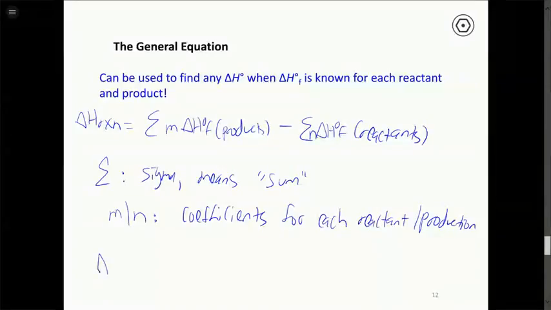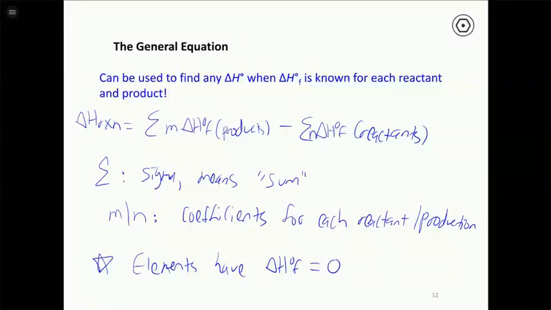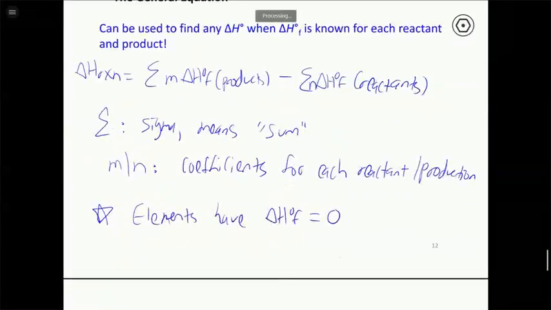And remember, don't forget for this, that any element that appears in your chemical equation has a delta H of formation equal to 0, so any element that's in there we can ignore when we're calculating delta H using delta H of formation. Alright, so let's see 2 examples just to close out how we use delta H of formation to calculate the delta H for a reaction.